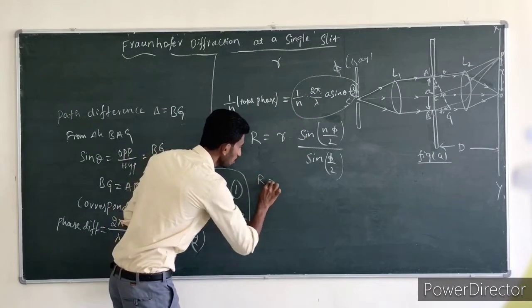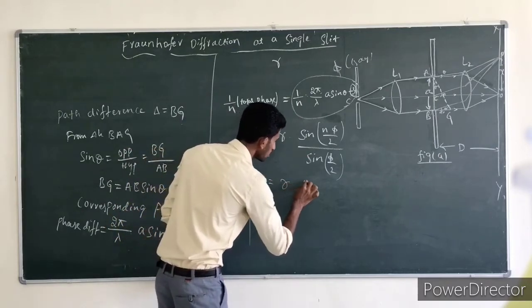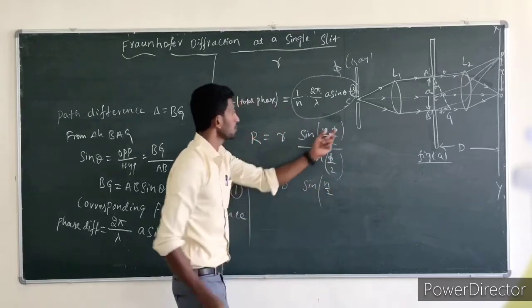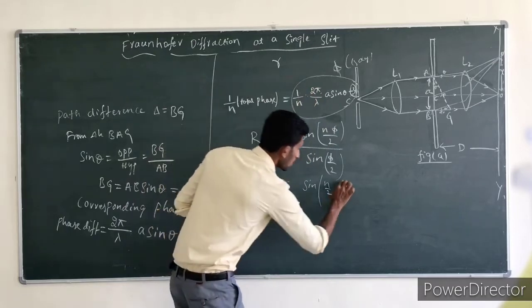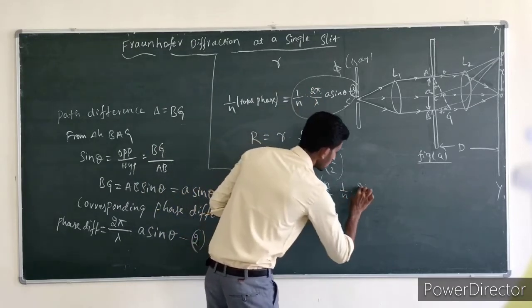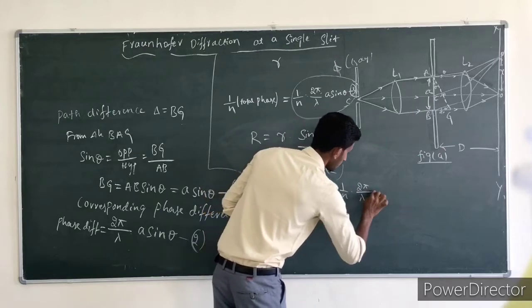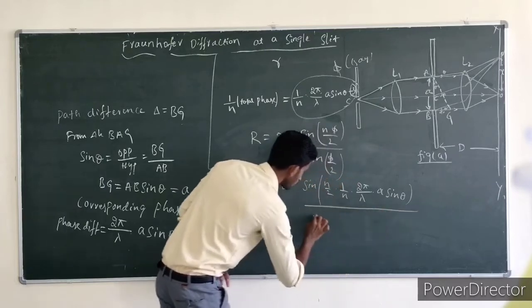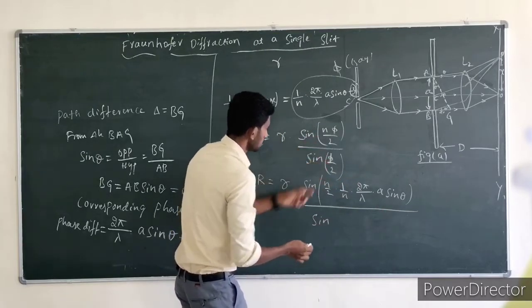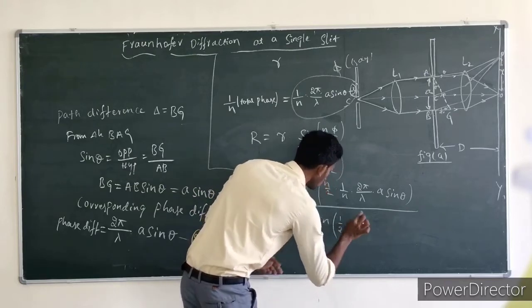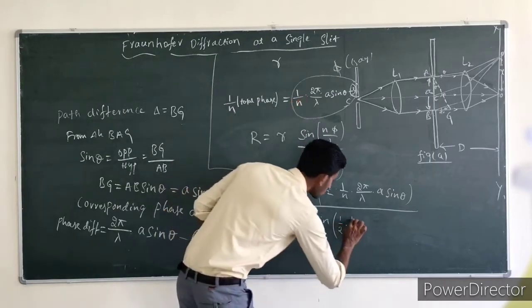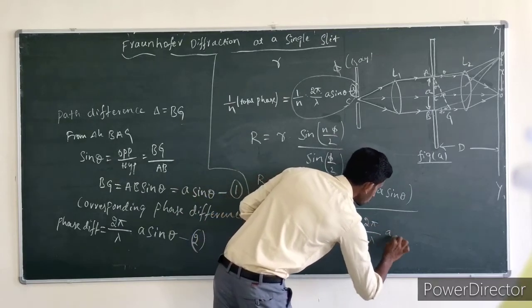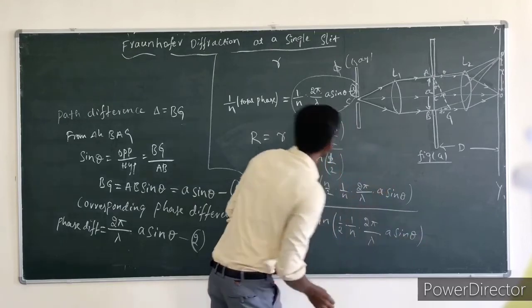So this equation becomes R is equal to r into sin n phi by 2, I will write n phi by 2 as it is. What is phi? Phi is nothing but 1 by n into 2 pi by lambda into a sin theta, divided by sin, write 1 by 2 into what is phi? Phi is nothing but 1 by n into 2 pi by lambda into a sin theta.